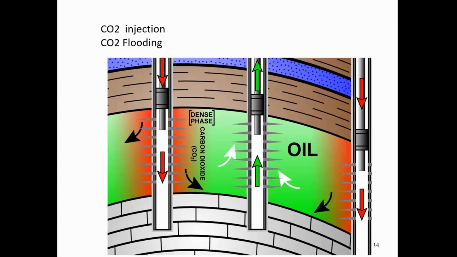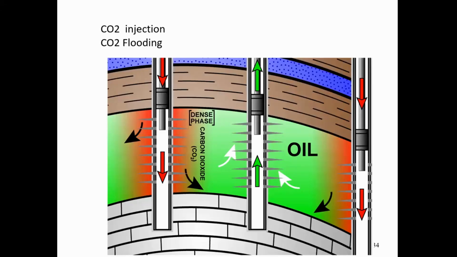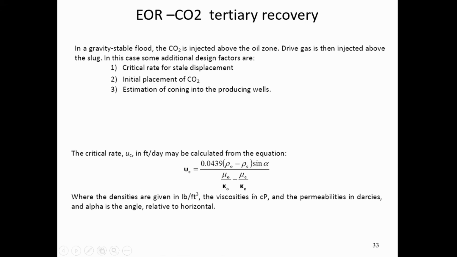That CO2 will dissolve in oil, which is called miscibility, and that will help reduce the viscosity of the oil, which makes it easy to flow. So it's a CO2 flooding. And the speed of movement of CO2, you can calculate using this equation. You see the speed of CO2 in feet per day.